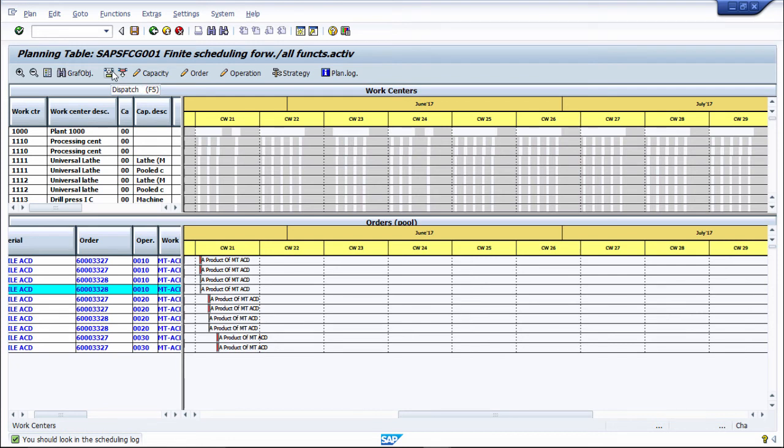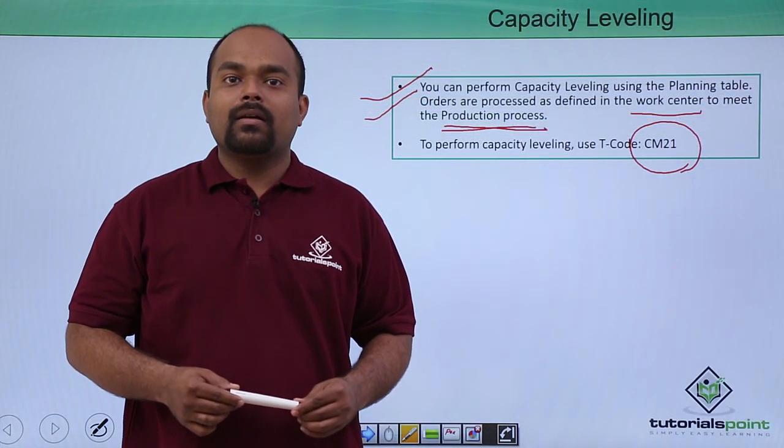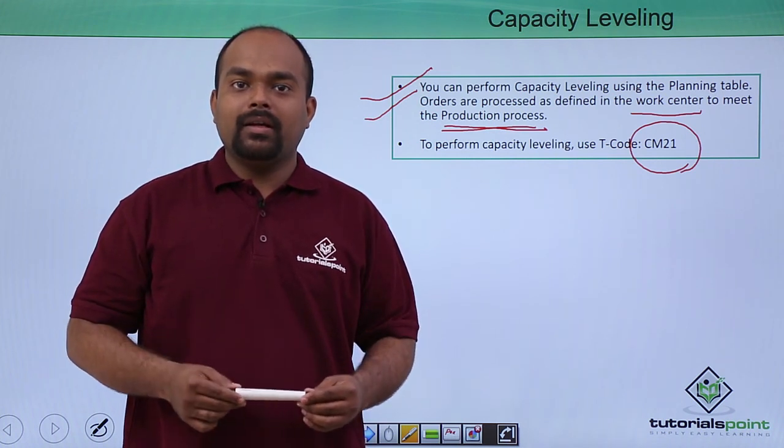Okay, or you can assign a work center to a particular order. Okay, so like this you can dispatch orders to the work center, or you can dispatch work centers to the order. So like this the capacity leveling will be performed. In this video, we have seen how the capacity leveling will work in a theoretical and in a practical way. Thanks a lot.